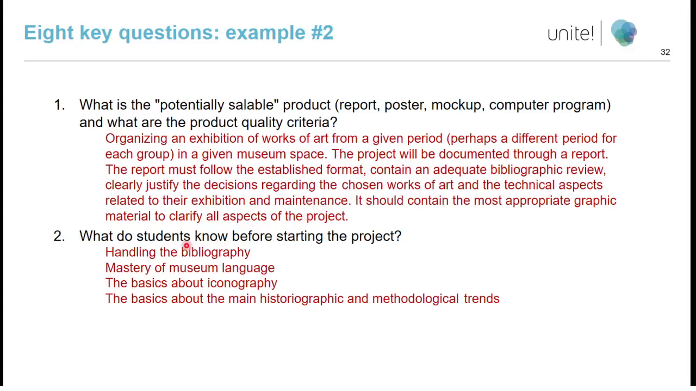What do students know before starting the project? Well, they already know something about handling bibliography. They already dominate the museum language a little bit. They know the basics about iconography, and then they know the basics of historiography, trends, and methodologies.